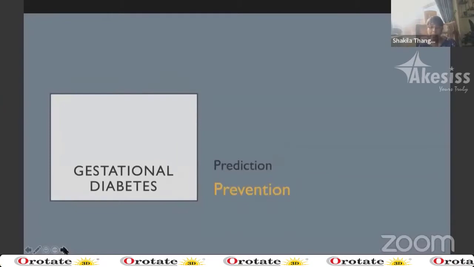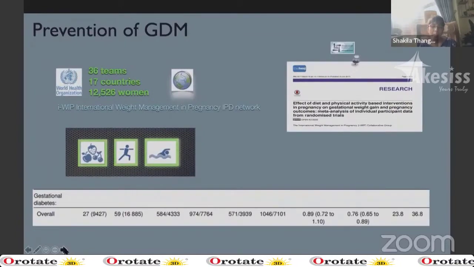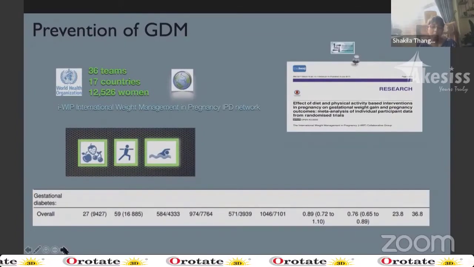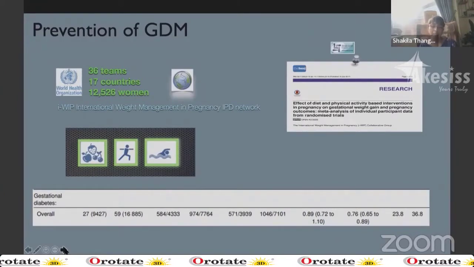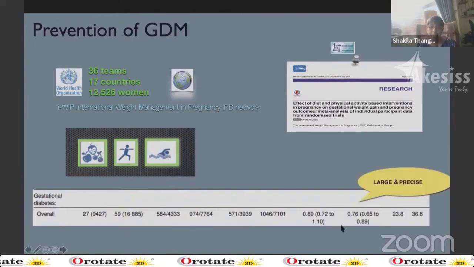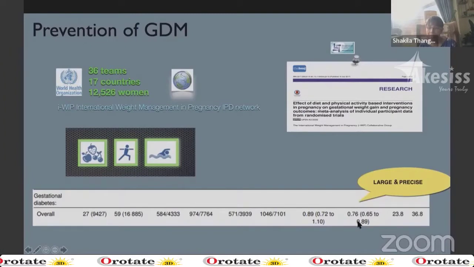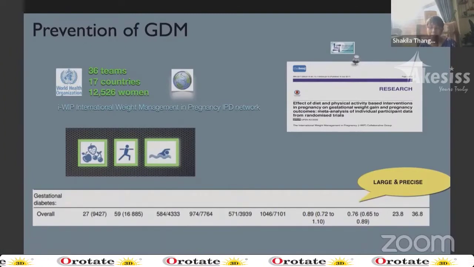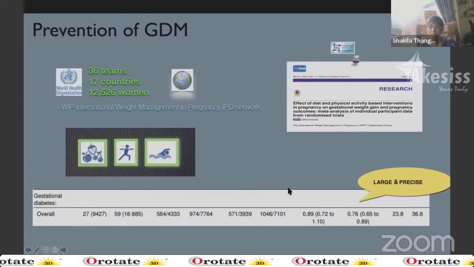Okay, what can we do to prevent gestational diabetes? Is it possible to prevent gestational diabetes? So we established a large consortium. I'll talk more about that shortly, where we looked at the individual participant data of women who have been recruited to the studies and showed that a diet and physical activity-based intervention, as you can see here, reduces the risk of gestational diabetes by 25%. We can reduce the risk. And this is a large reduction. A 25% reduction is quite large.